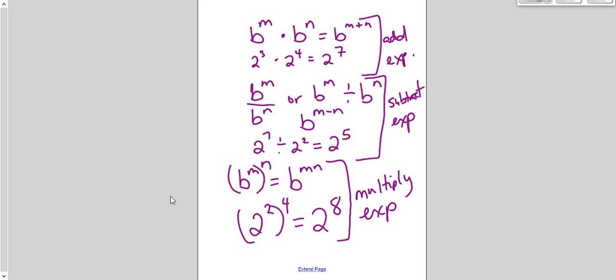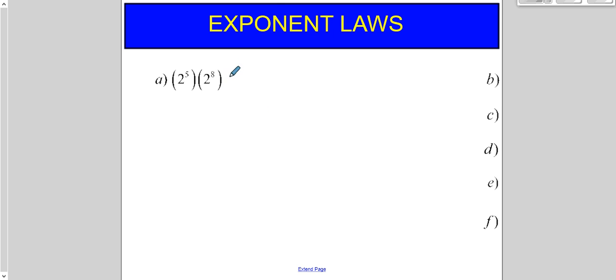Okay, so let's go back then to the page that we had before, and let's try implementing these rules to see how they work. So here we go. All right, so we have 2 to the 5th and 2 to the 8th. This means multiplication. So we know then with multiplying, we're going to add our exponents. The base stays the same, stays as a 2. And then we go 5 plus 8, which is 13.